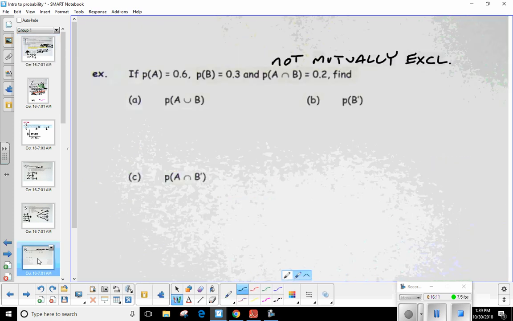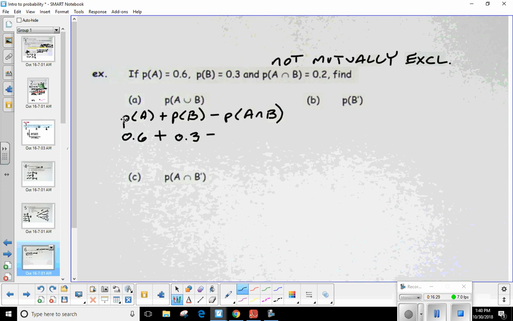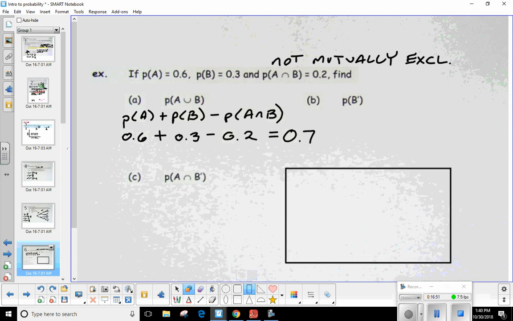So what was the probability of A? Okay. So the probability of A plus the probability of B minus the probability of the intersection. So the probability of A was 0.6 plus the probability of B, 0.3, and now I'm going to subtract the probability of the intersection because they are not mutually exclusive, 0.2. So what should I be getting? 0.7. So the probability of the union should be 70%, right? Okay, so let's go ahead and visualize this in a Venn diagram.